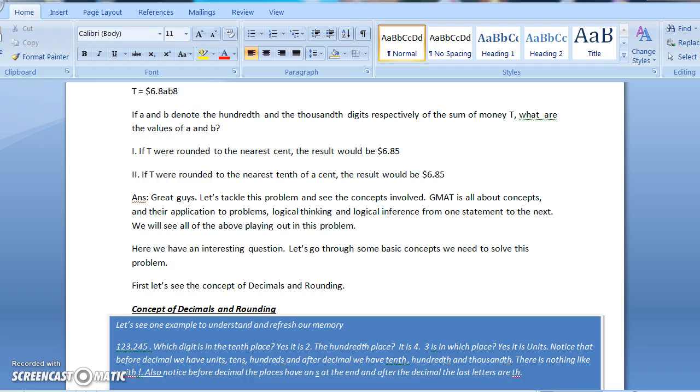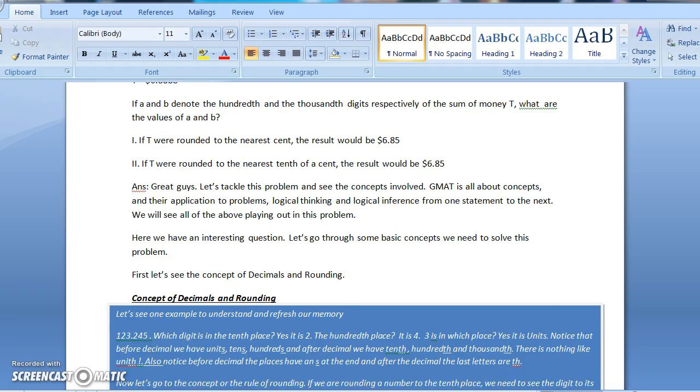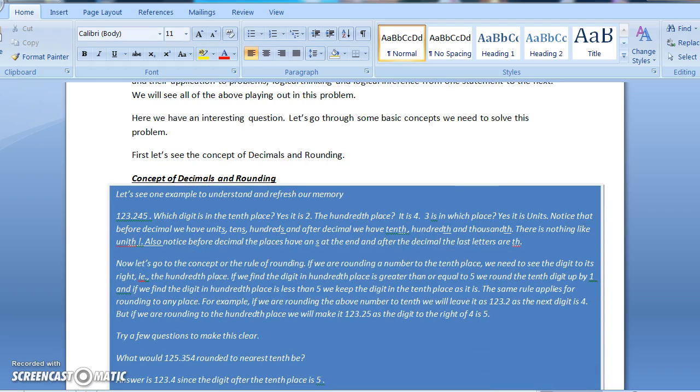First, let's see the concept of decimals and rounding. Let's start off with one example to understand it and refresh our memory. We'll start with 123.245. In this number, if I ask you which digit is in the 10th place, what would be your answer? Yes, it is 2. The digit in the 100th place is 4. 3 is in which place?